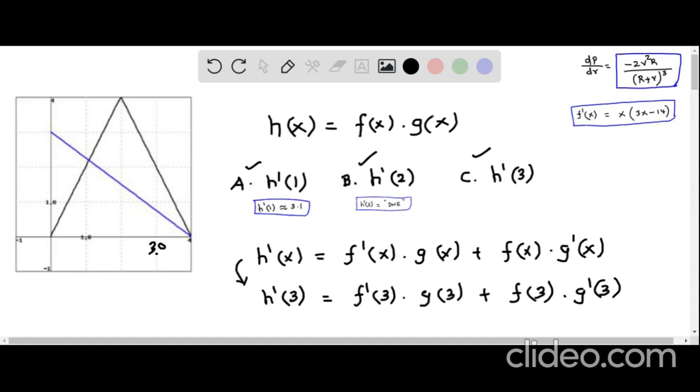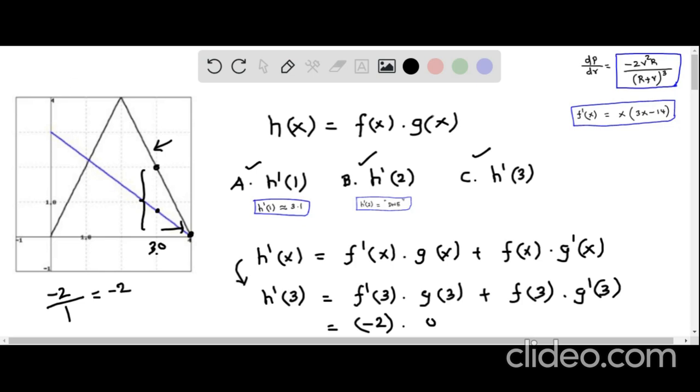So we have to find the derivative of this black line, that is f of x at x equal to 3. So we can use the slope formula. I'm going to consider 2 points like this one and this one. So once again, I'm going to use the rise over run. The rise is negative 2, and the run is positive 1. So negative 2 over 1 equals negative 2. So therefore, f prime of 3 is negative 2, times g of 3. So g of 3 is this point. So this is closer to 1, maybe 0.2 units closer to 1.